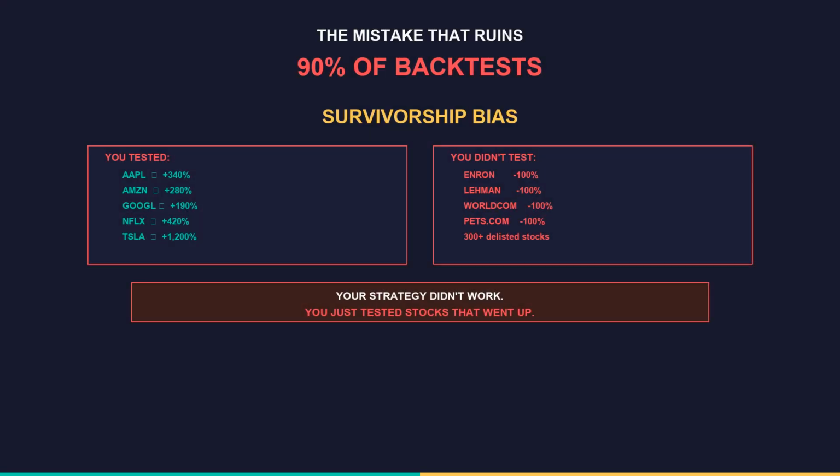Now, the mistake that ruins 90% of backtests: survivorship bias. Here's what it means. You test a strategy on Apple, Amazon, Google, Netflix, and Tesla. It works on all 5. You think you found a winning strategy, but you only tested stocks that survived and thrived. You didn't test Enron. You didn't test Lehman Brothers. You didn't test the hundreds of stocks that went bankrupt or delisted. If your strategy only works on stocks that went up, you don't have a strategy. You have hindsight bias dressed up as data.